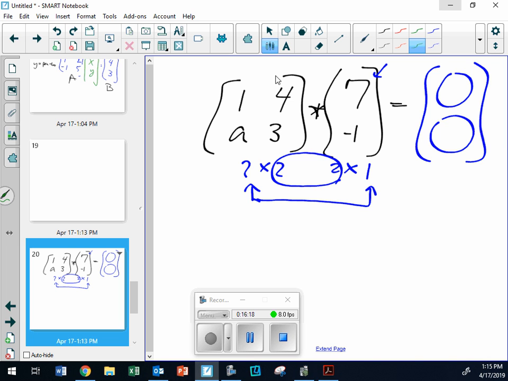Well, this is row 1, column 1. So now I can say here's row 1, here's column 1, and I go 7 times 1 and 4 times negative 1. That's 7 and negative 4, and I add them, and that makes 3. Raise your hand if you had a 3 in that top spot. All right. If you didn't, try to figure out what you did wrong. Okay, and KT, can you tell me how to do this part? Row what, column what?